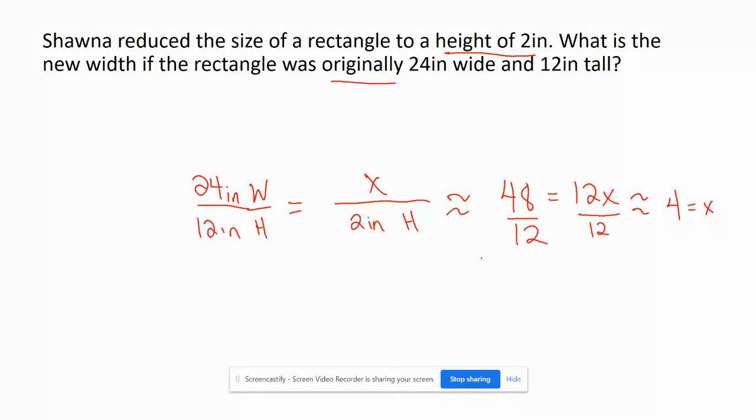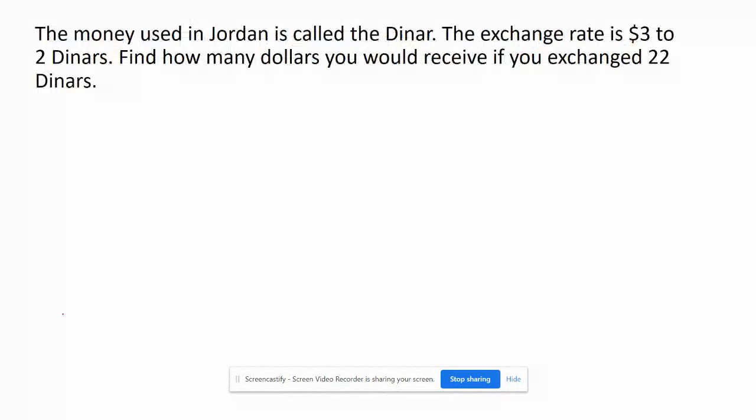Now, 4 is not my answer. I have to put 4-inch, and I can say width. What was my width? After reducing it, it was a 4-inch width. All right, last problem here. What if I have this next problem? I go to Jordan and the money is called a dinar. Now the exchange rate is $3 to 2 dinar. Okay, so I set that up: $3, let's put money up here, 2 dinar here.